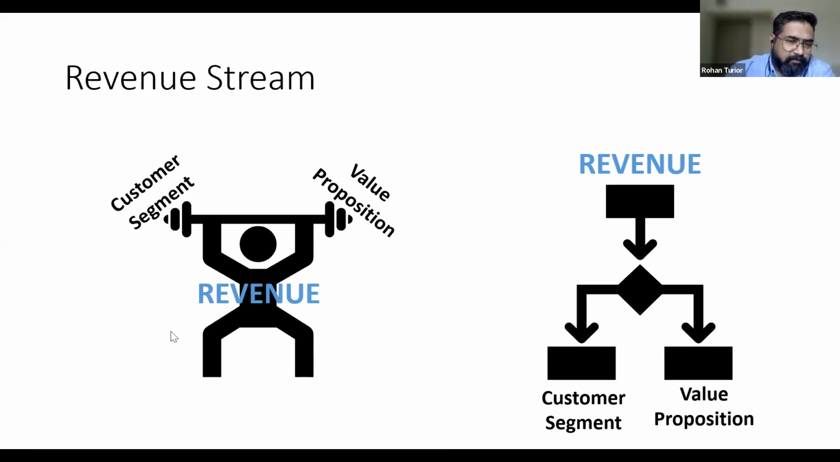Why do I have this weightlifting guy sitting? The revenue totally depends on the customer segment and the value proposition. There is a certain customer segment that you identified, and there is a certain value proposition that you pitched to the customer. For each customer segment, if the value proposition is met, that is when the revenue channel opens. Each of these different customer segment and value propositions are different revenue channels. We need to understand this.